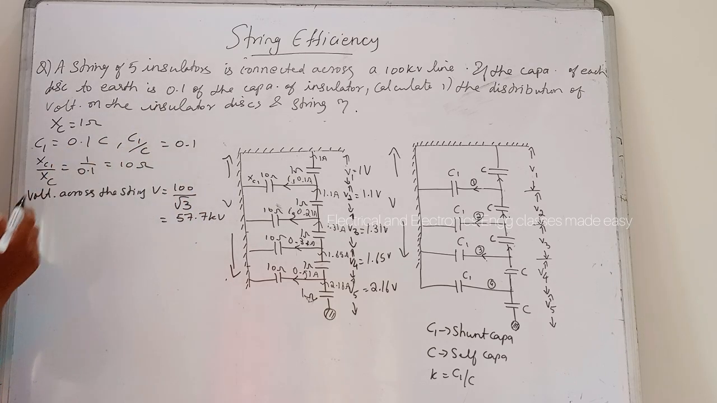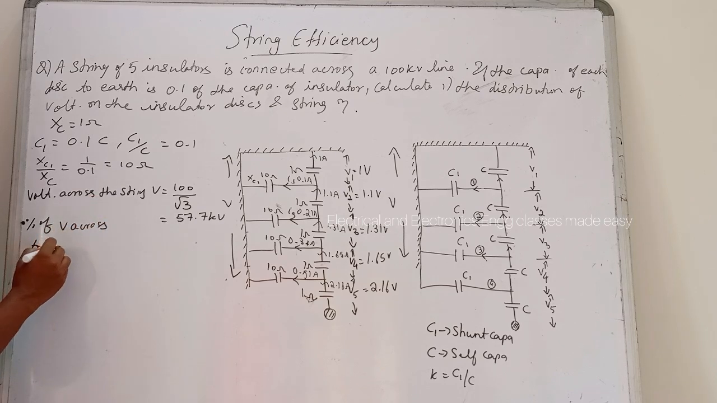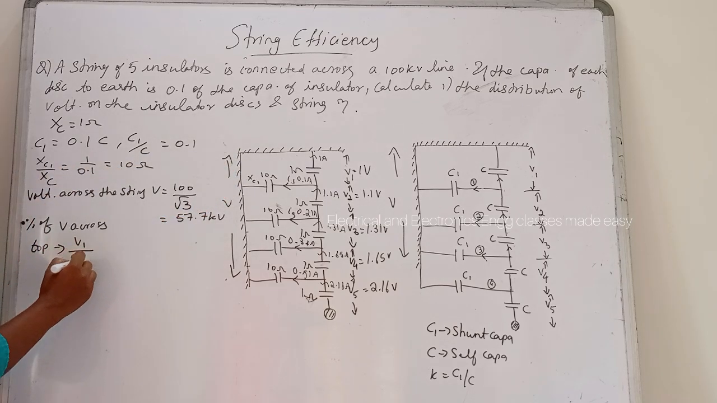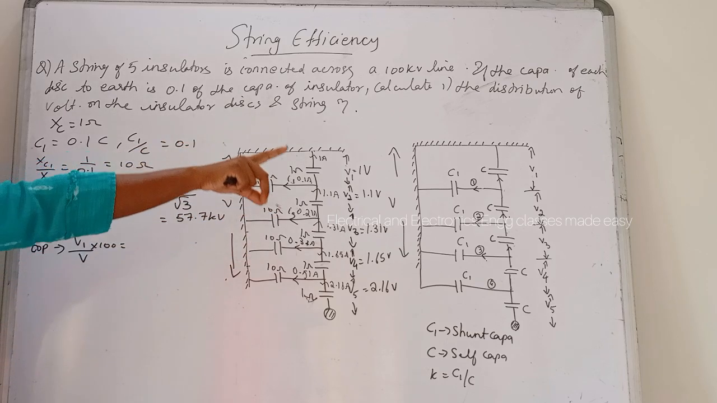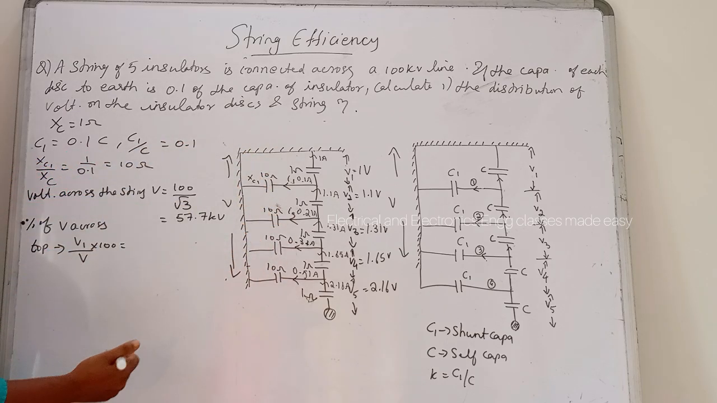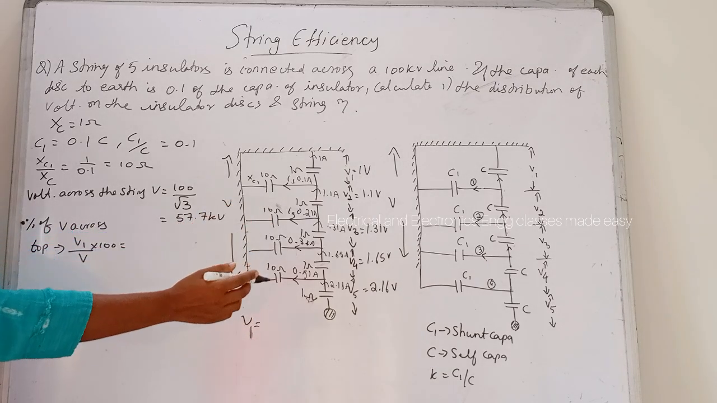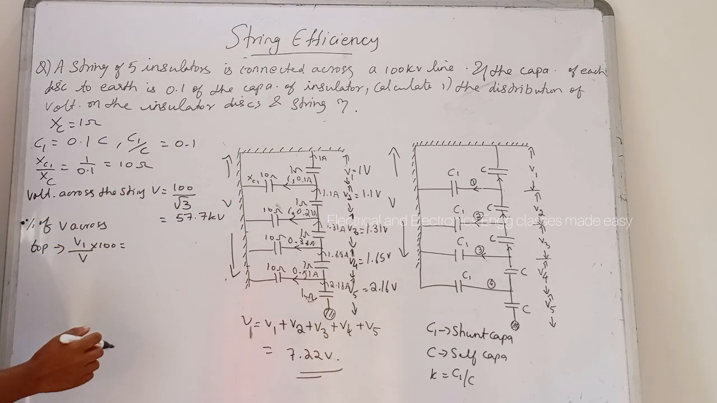So how will you find the percentage of voltage? Percentage of voltage across the first unit, the top unit, where V1 is equal to 1 volt: V1 divided by the total voltage V, into 100. And what is the total voltage V in these terms? V is equal to V1 plus V2 plus V3 plus V4 plus V5. So V is equal to 7.22 volts.